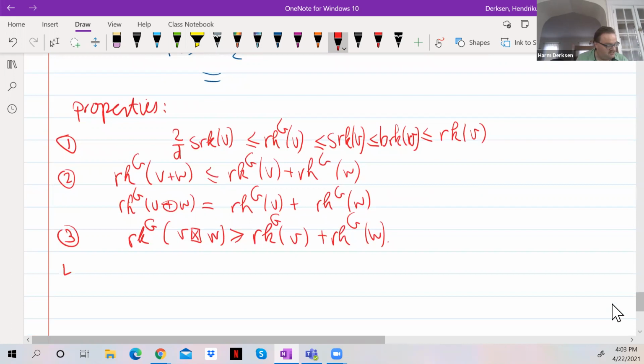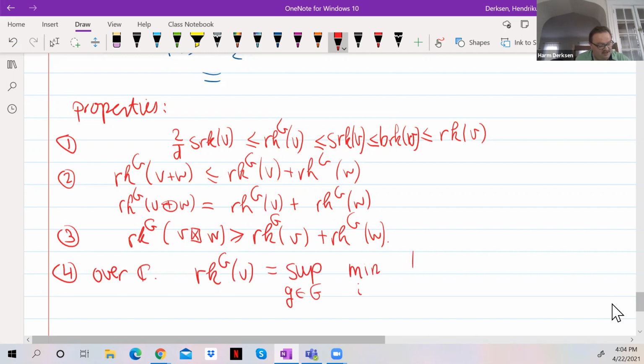Maybe I'll skip this one. One nice thing about this is that over the complex numbers, we have another definition of the G-stable rank. We take the supremum over all g in this group G that we defined earlier, of the minimum over all i. You take the Euclidean norm: you apply this group element and then take the Euclidean norm of that.